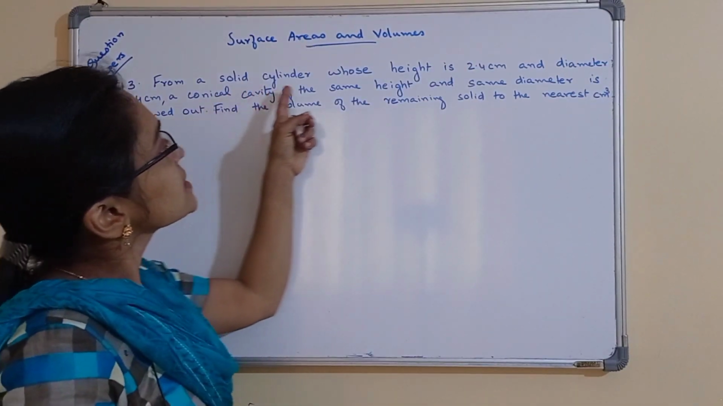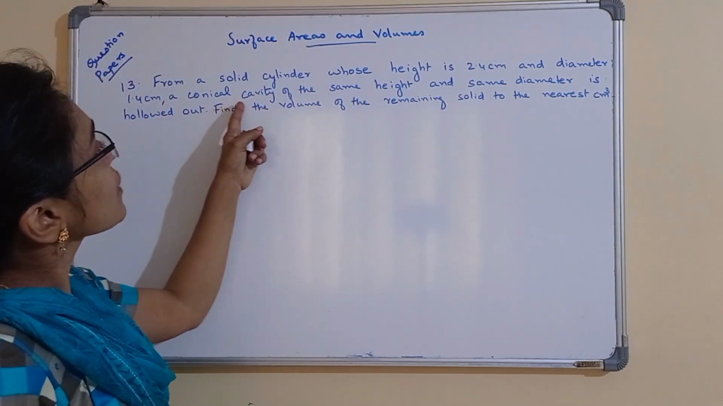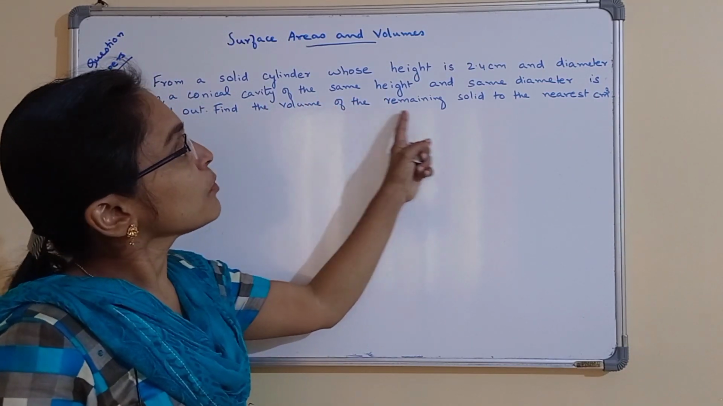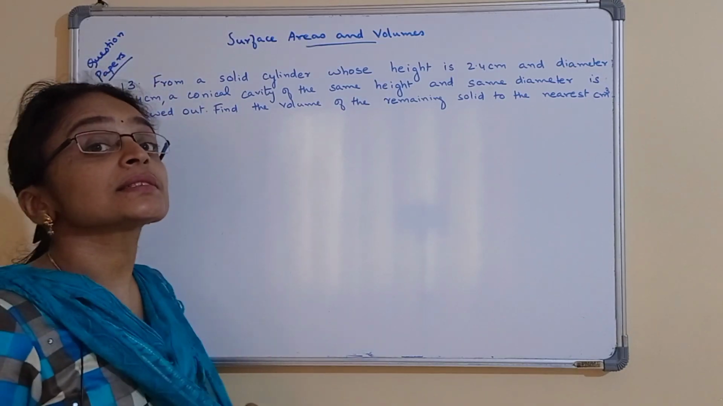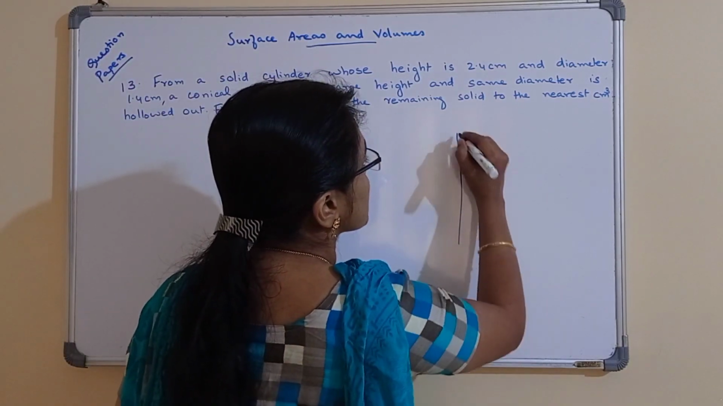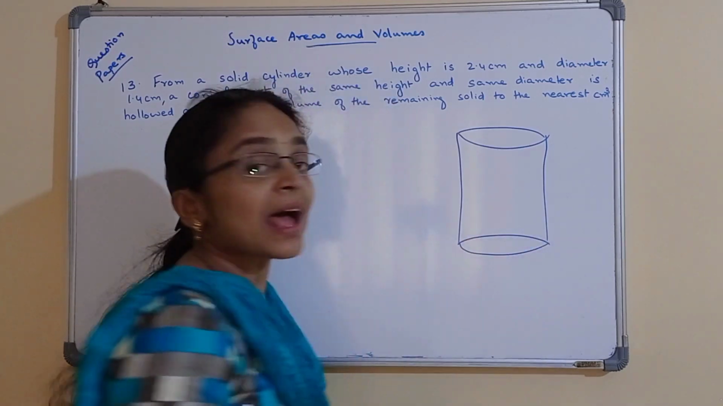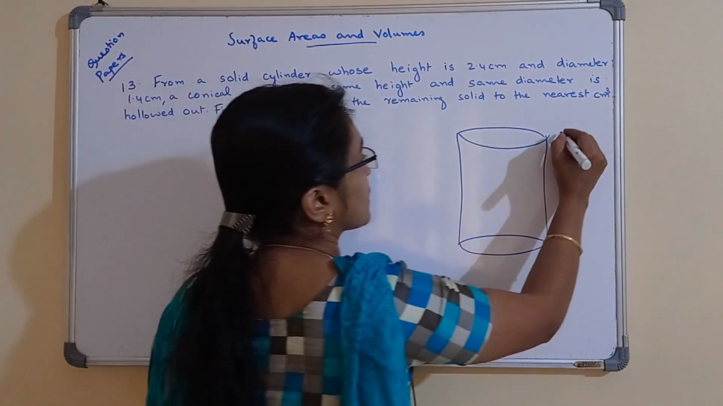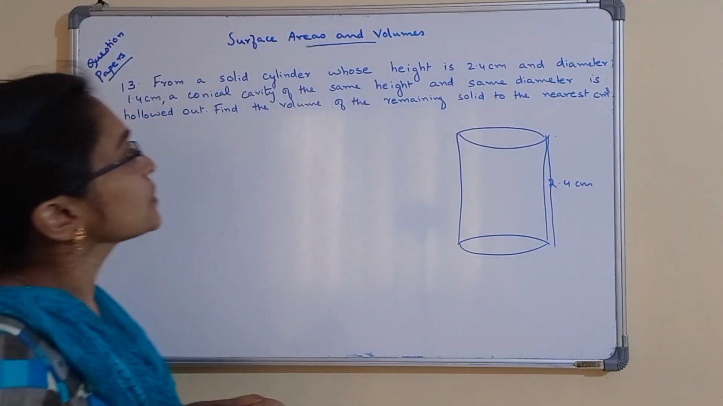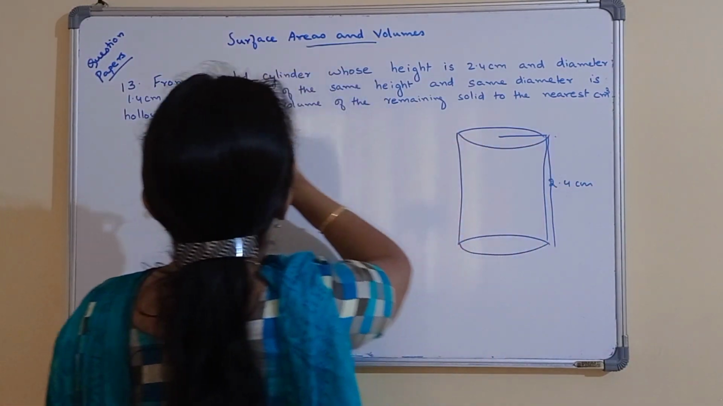Next one: from a solid cylinder whose height is 2.4 cm and diameter 1.4 cm, a conical cavity of the same height and same diameter is hollowed out. Find the volume of the remaining solid to the nearest centimeter cube. So, from a solid cylinder, this is the cylinder whose height is 2.4 centimeter, and diameter 1.4 centimeter.